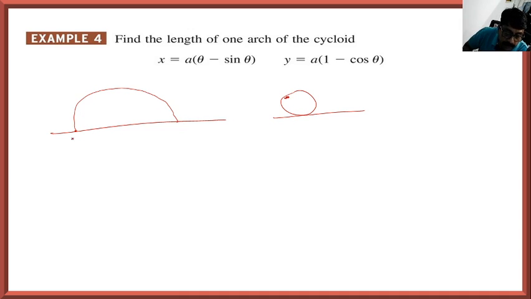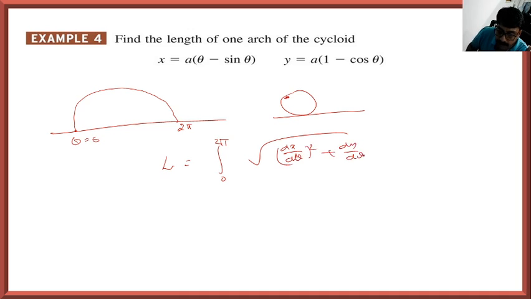So one arch is obtained as theta varies from 0 to 2 pi. And therefore, the limits of integration in the formula for finding the length of a smooth curve are 0 and 2 pi. And therefore, the length of one arch of the cycloid is obtained by integral 0 to 2 pi square root of dx by d theta the whole square plus dy by d theta the whole square d theta.